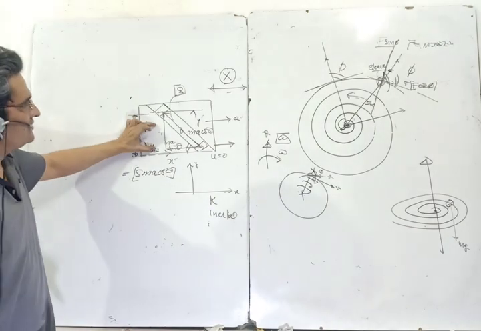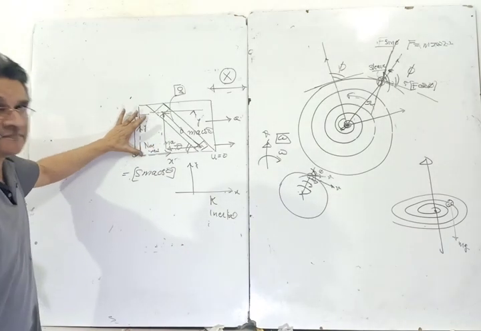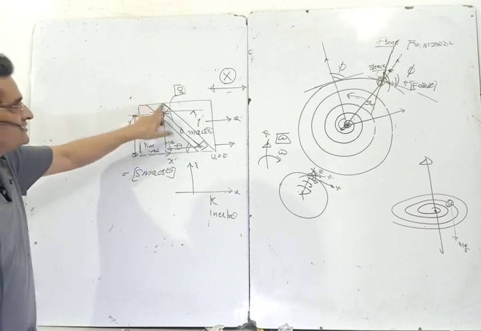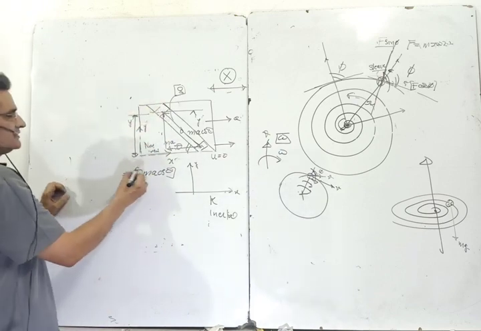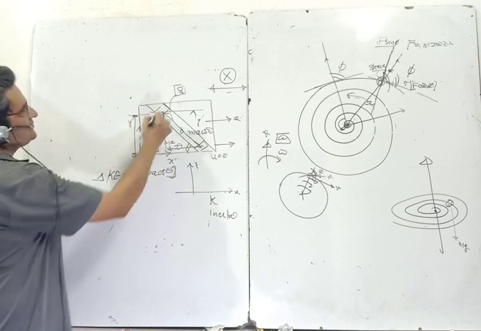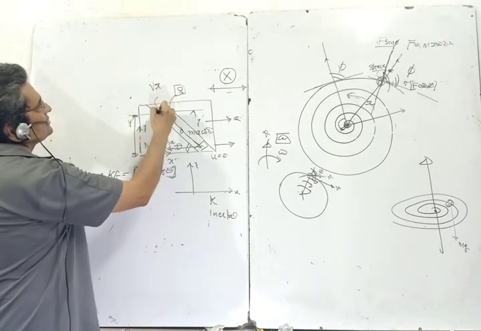It is a non-inertial frame, this reference frame. Work done in this frame will give you the velocity in this frame. So by this work done you will get the change in kinetic energy, which will give you the velocity VR along this.